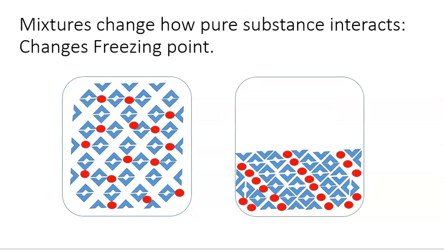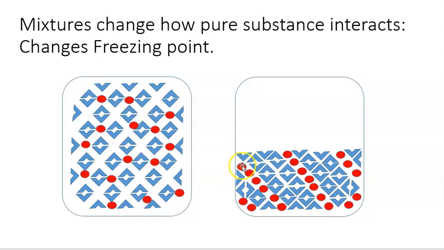Now we're going to add a compound in here that's our unknown, for example, and that's going to interrupt those regular interactions, and it's going to change the freezing point because it takes a different amount of energy to break these bonds than it does if it's a pure substance. So that's the idea of when we freeze something, those crystals are forming in a different way, and different amounts of energy are going to be associated with that.